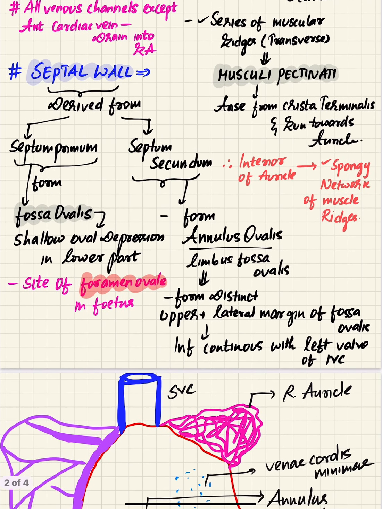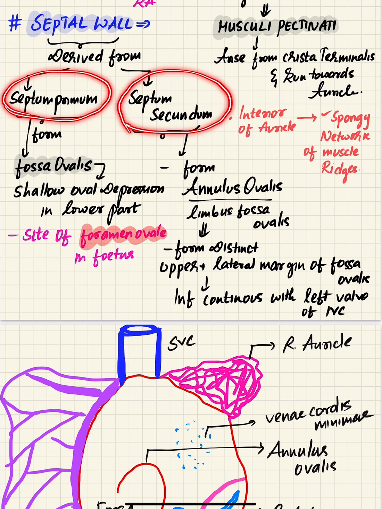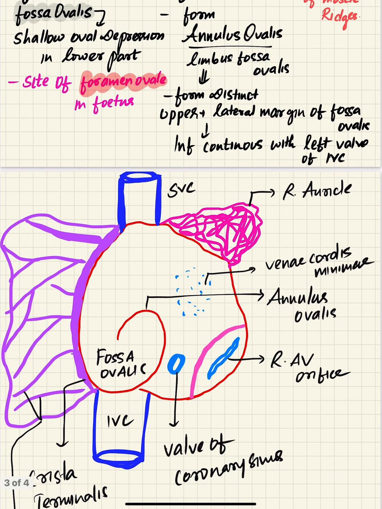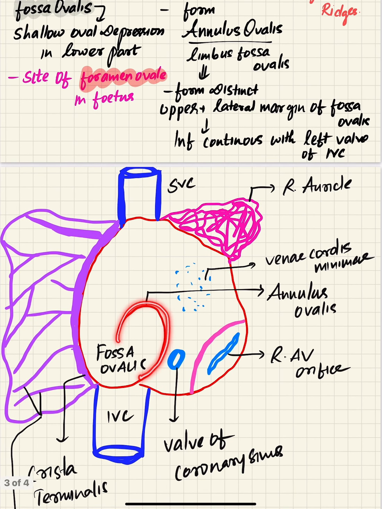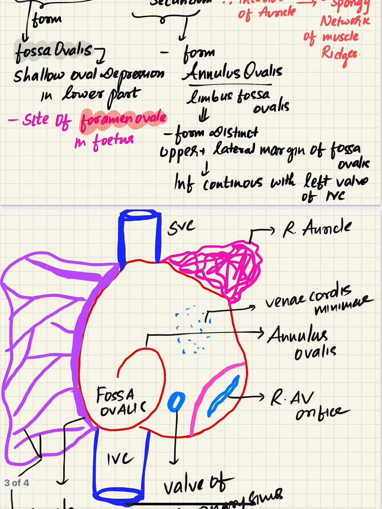Septal wall. The septal wall is derived from the septum primum and septum secundum. The septum primum forms the fossa ovalis. This is called the fossa ovalis, a shallow oval depression in the lower part of the right atrium. Actually, it is the site of the foramen ovale in the fetus. The septum secundum forms the annulus ovalis or limbus ovalis.